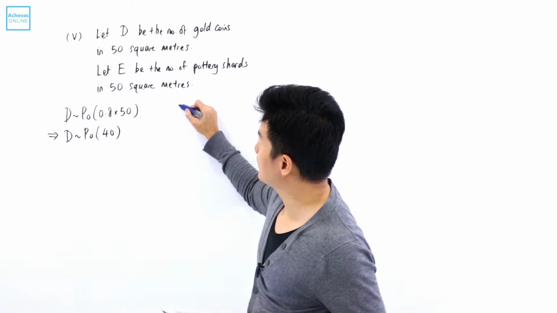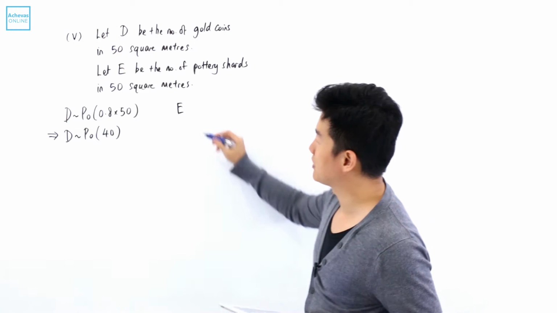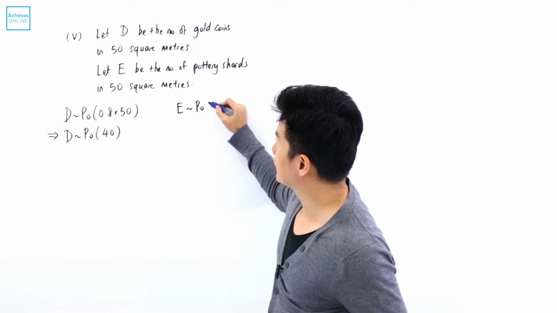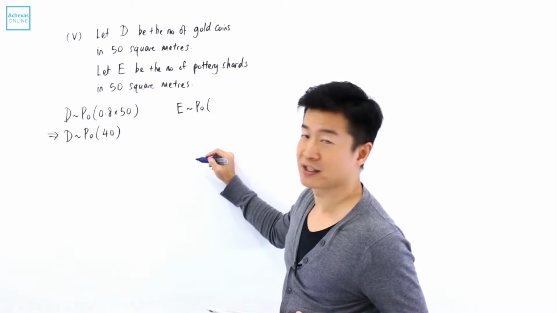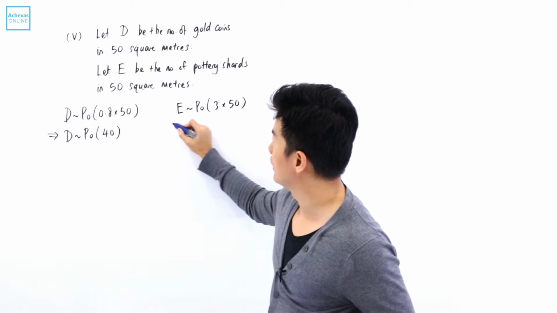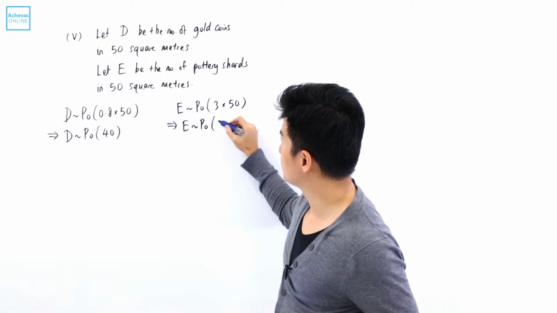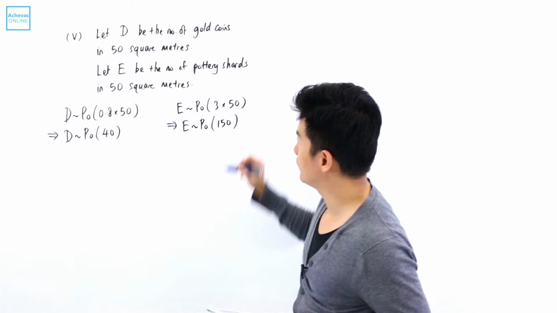We are going to do the same thing for E, which is the number of pottery shards in 50 square meters, because it is given that the mean for 1 square meter is 3, so this is 3 multiplied by 50. Okay, so E is going to follow a Poisson distribution of 150.